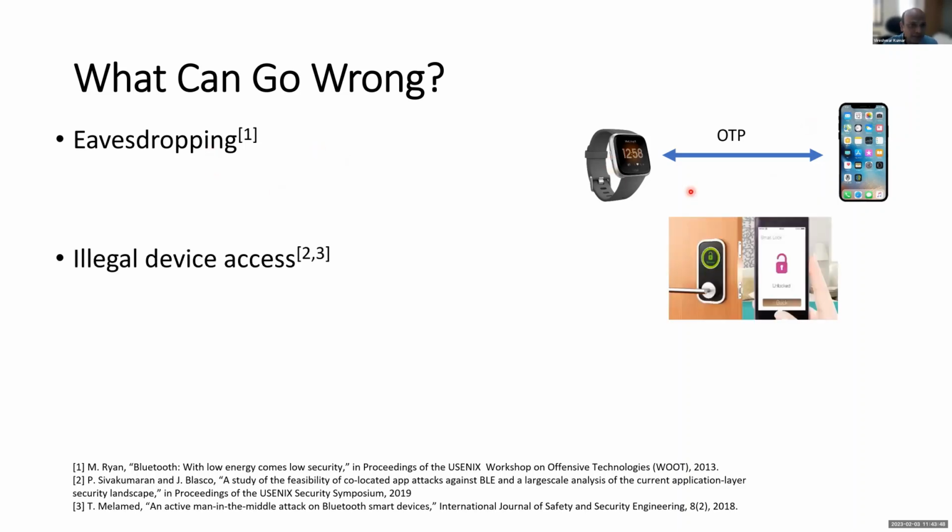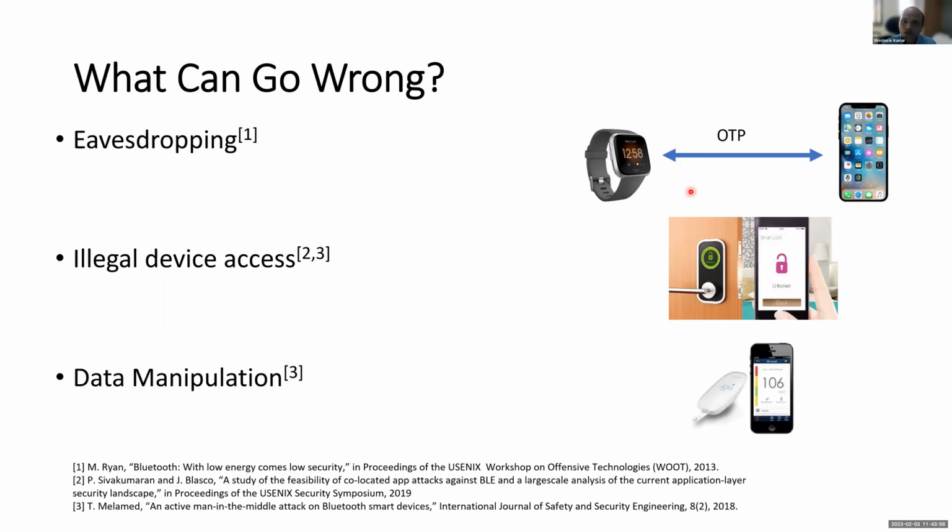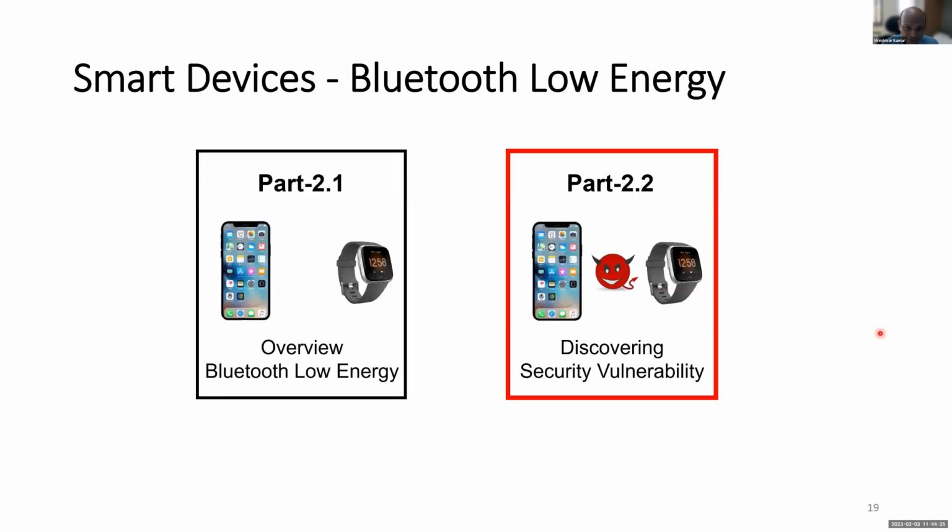The attacker can eavesdrop. The attacker can have illegal device access, which means an issue related to authentication. And again, with issues related to authentication, data manipulation can happen, which means the actual value that, let's say, a glucose meter is sending to your mobile phone is one, but the attacker manipulates that value. And then the user can be manipulated to take a medicine or leave the medicine based on the number that they might see. So there are a variety of things that can go wrong if Bluetooth can be compromised.